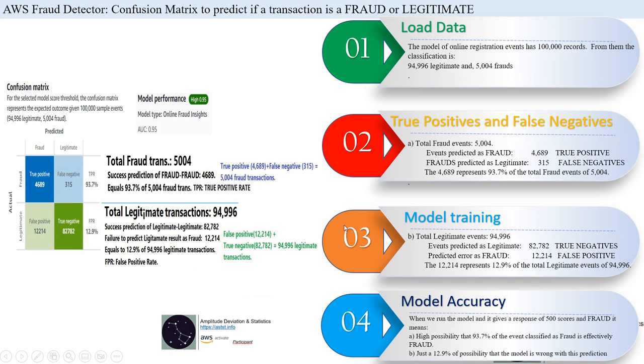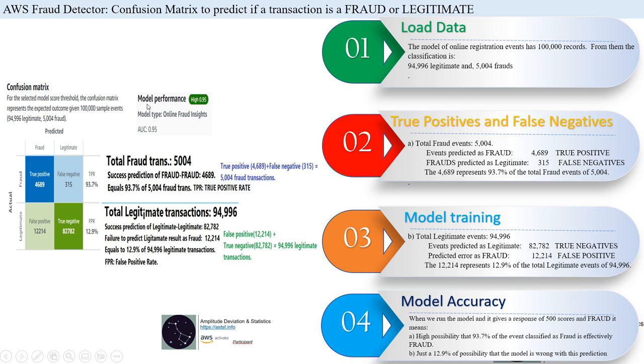Okay, so here we have the confusion matrix. First we load the data, like the data that we explained before. In this example we have 94,996 legitimate against 5,004 frauds, for a total of 100,000 transactions. Okay, so this is the universe of data that we get.